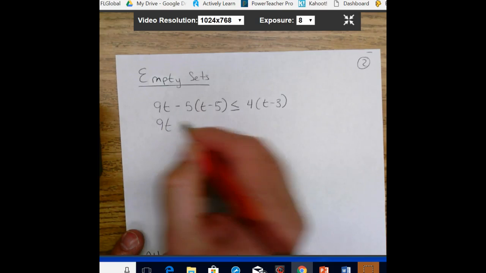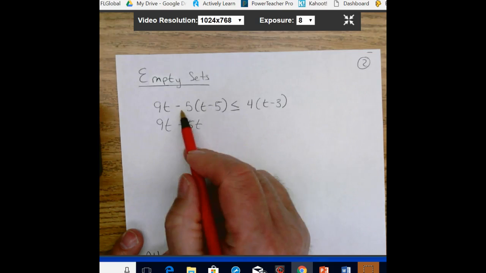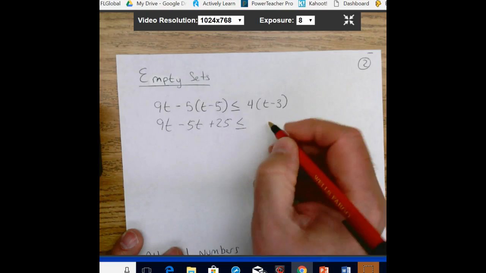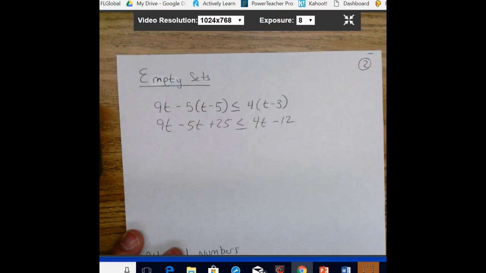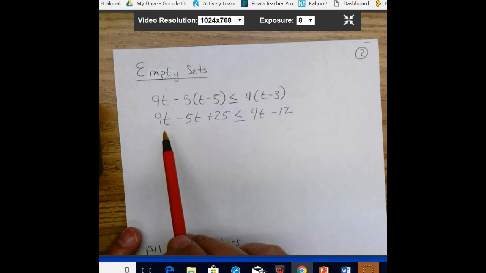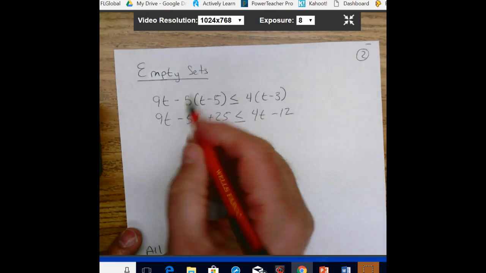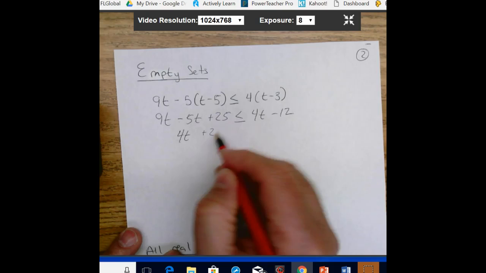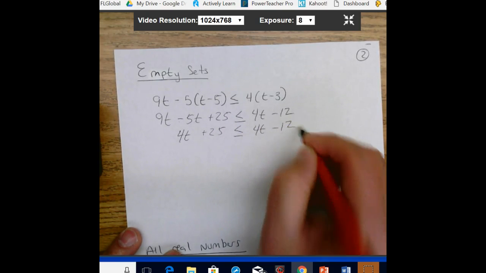So 9t minus 5 times t is minus 5t, negative 5 times negative 5 is plus 25, less than or equal to 4 times t is 4t, minus 12. That's kind of what we have, this distributive property undone. And then we're going to do some things on both sides first. 9t minus 5t is going to be 4t, and then plus 25 greater than or equal to 4t minus 12.